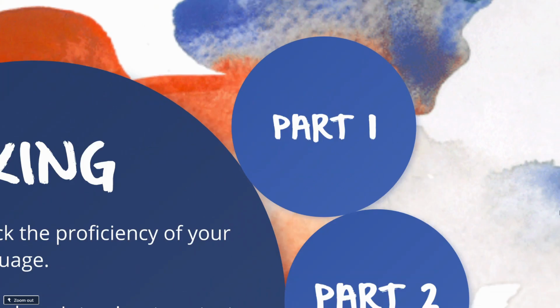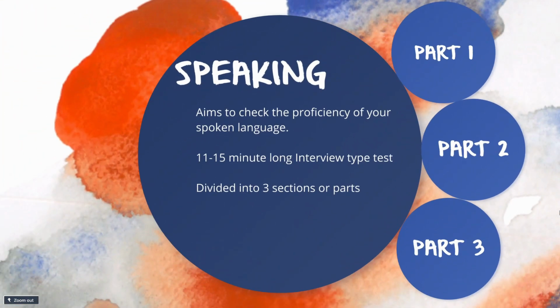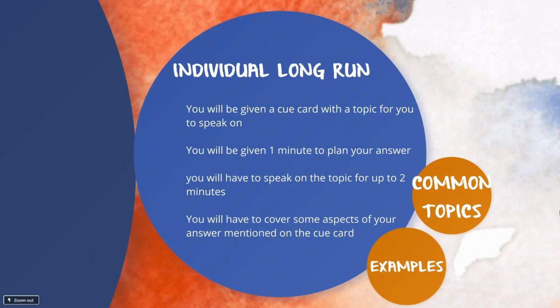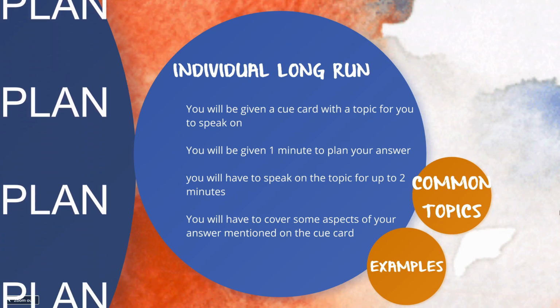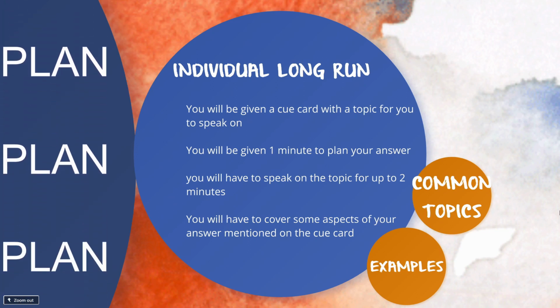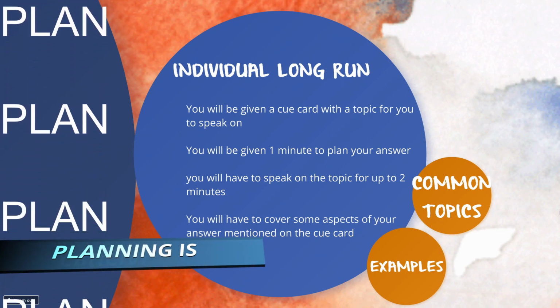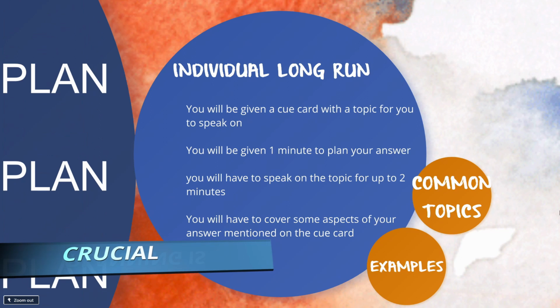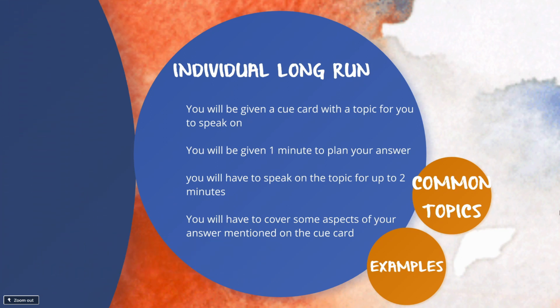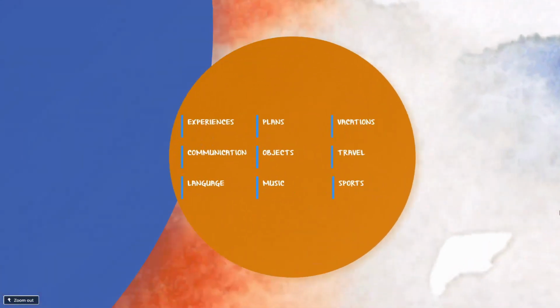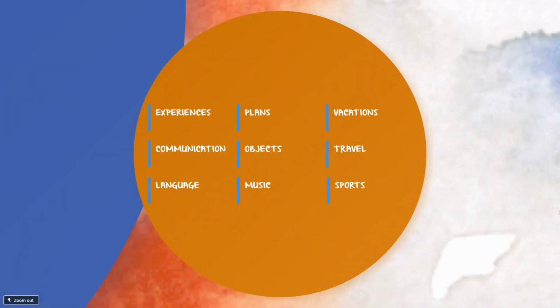Let's now talk about part 2 of the IELTS speaking exam, which is the individual long run. You will be given a cue card with a topic for you to speak on. You will have to plan your answer for 1 minute. Then you will have to speak on the topic for up to 2 minutes. The examiner can stop you at any time. You will have to cover some aspects of your answer that are mentioned on your cue card. The common topics for this include experiences, plans, vacations, travel, sports, etc.